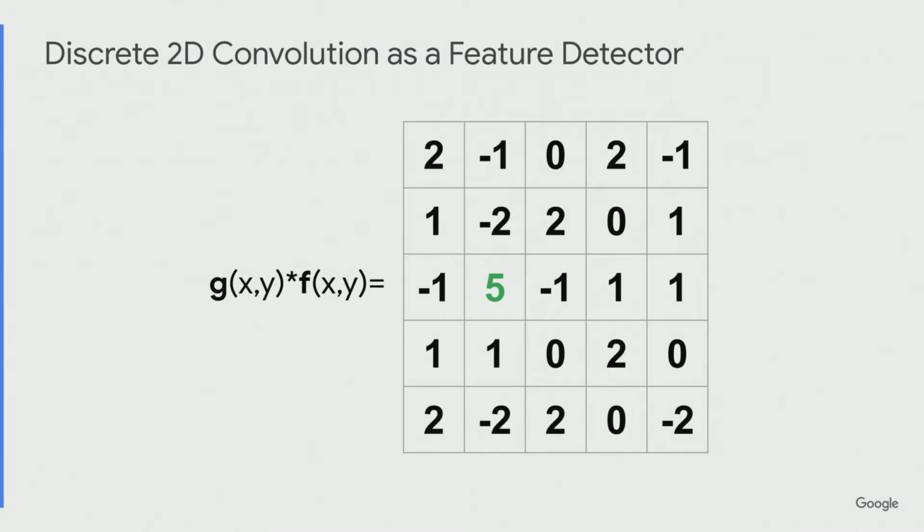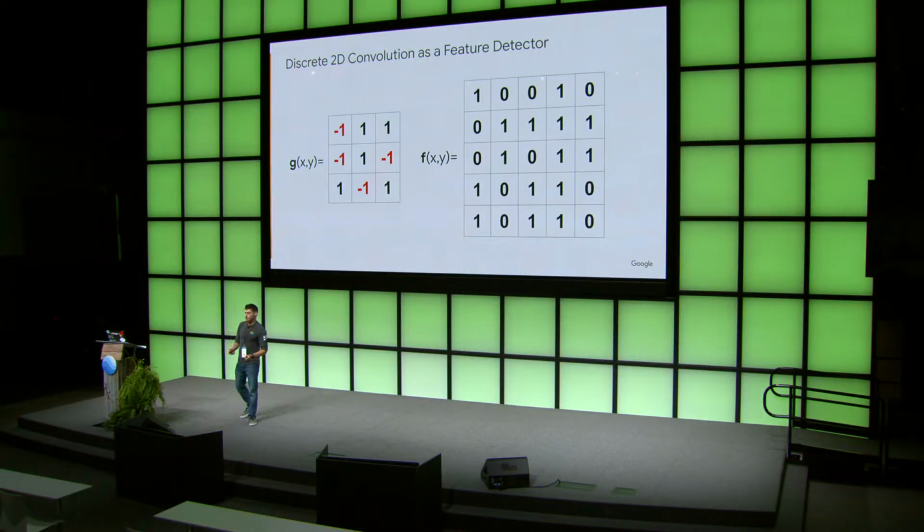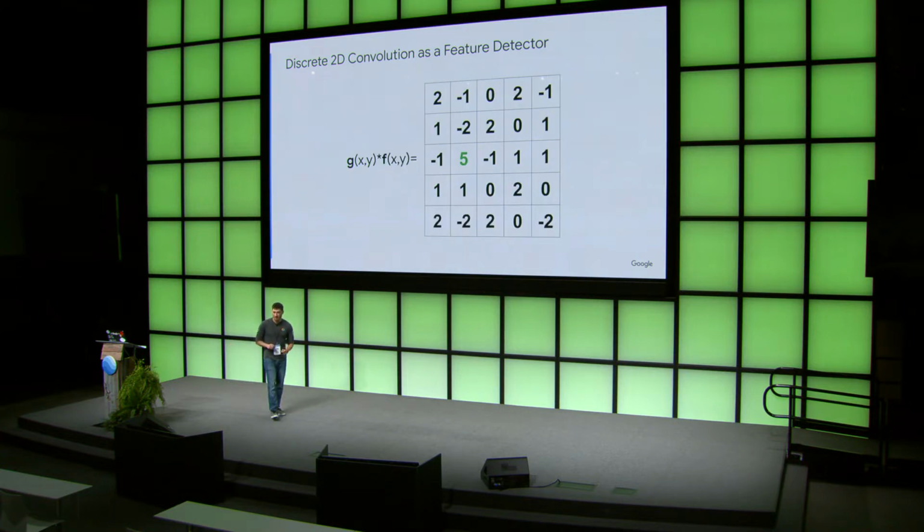Okay, so we do the same thing we saw in that diagram, and we'll notice the highest value in the output, the largest value in the output, or the value with the highest magnitude, depending on what we care about, was when G was centered at this position in F. Okay, so just one more time. When centered at that position in F, the largest value we got was 5 at that location.